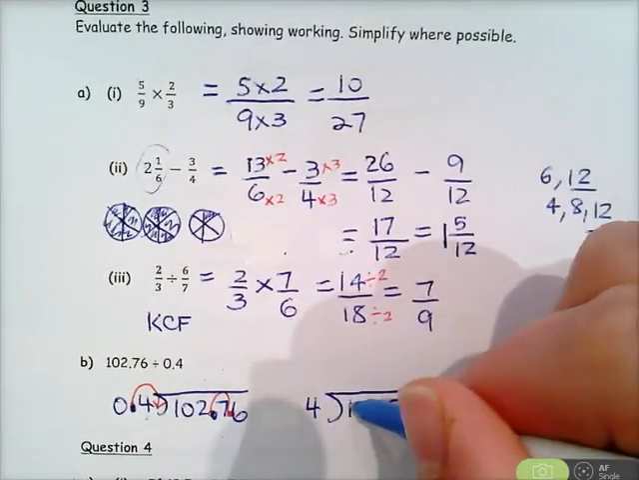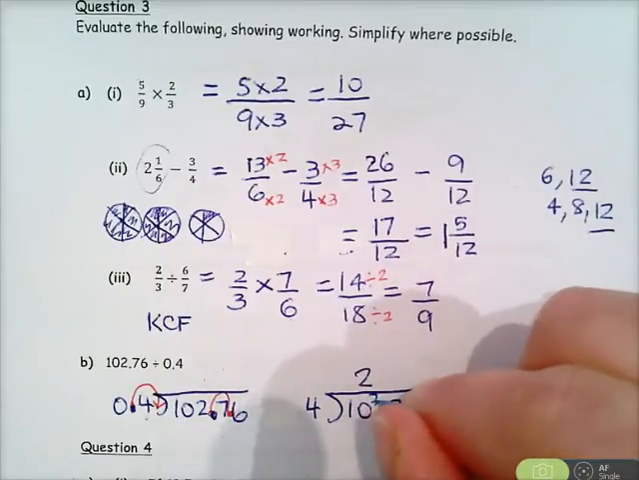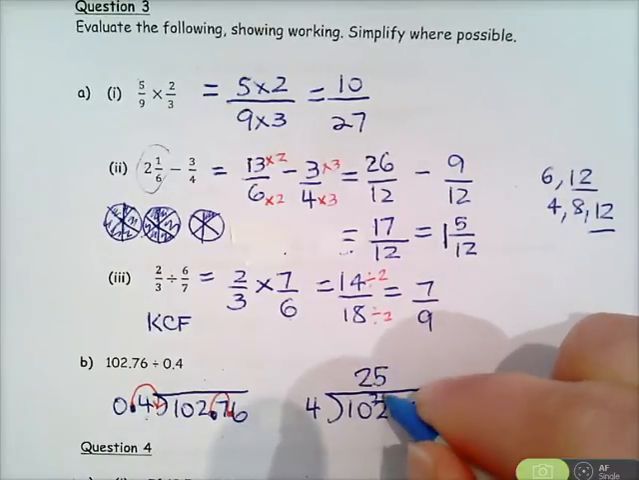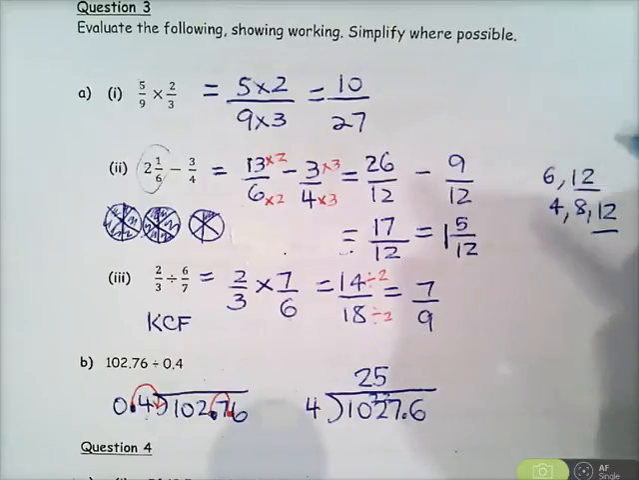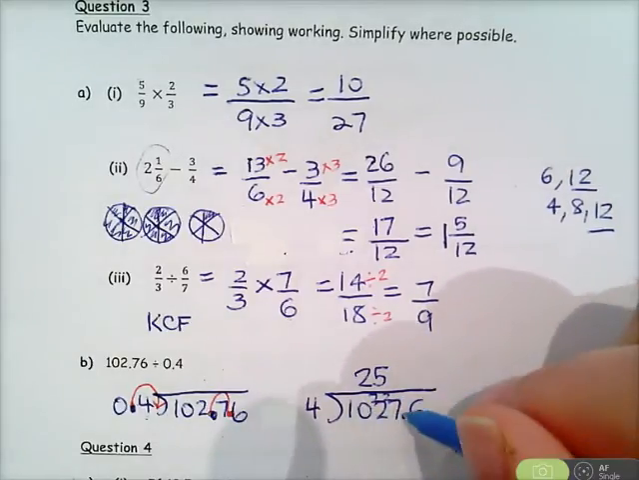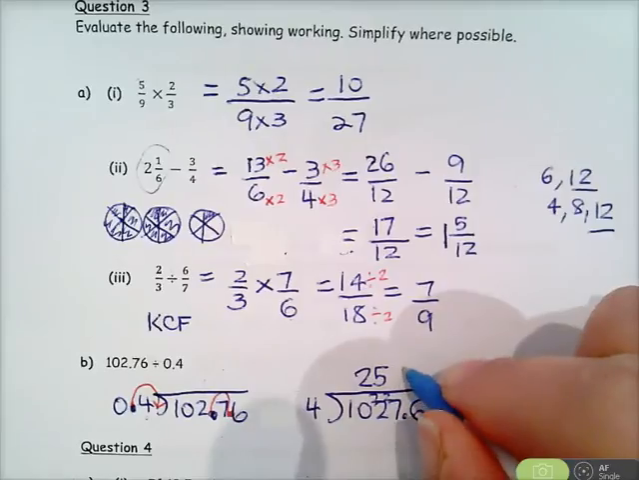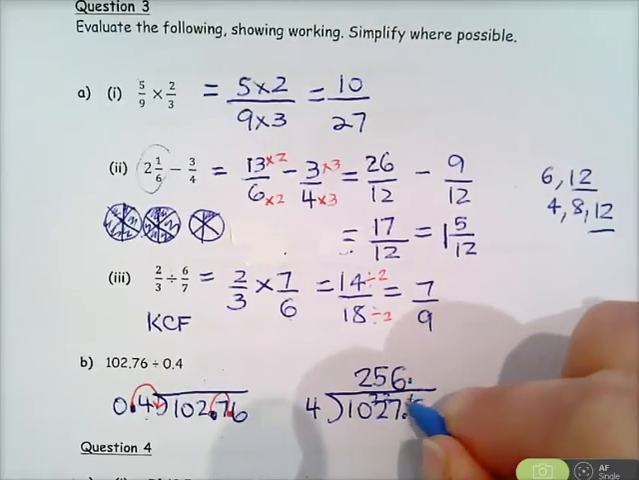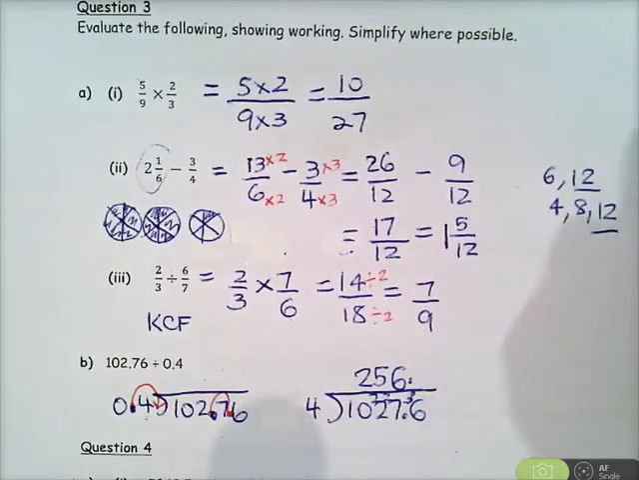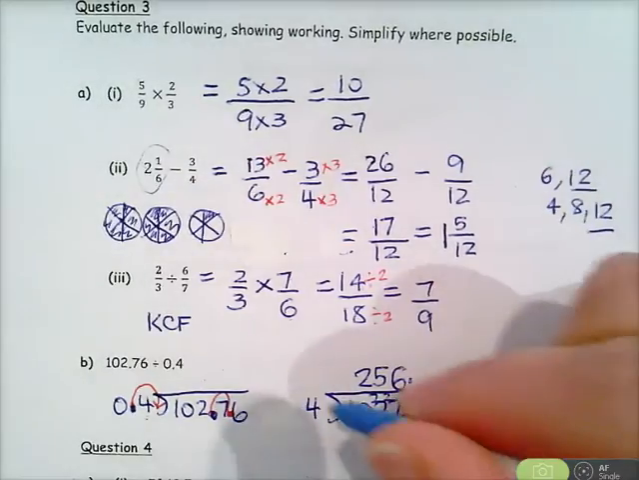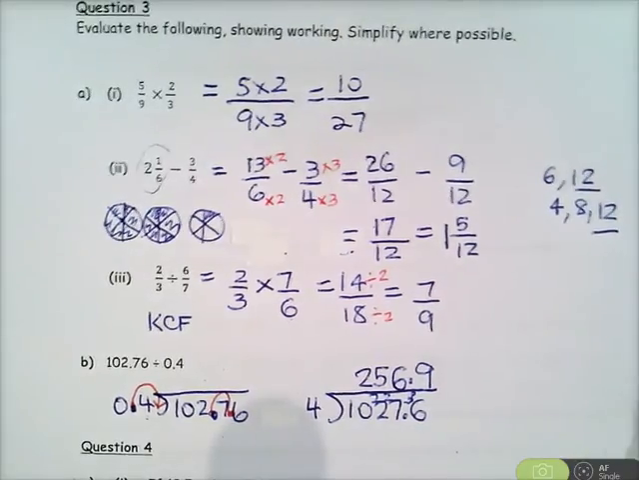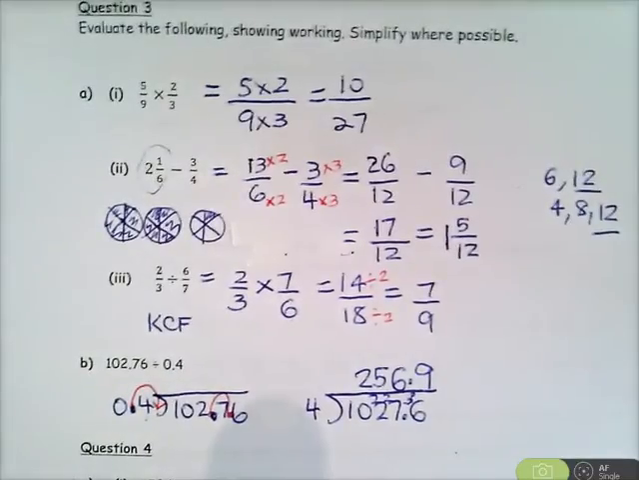So 4 doesn't go into 1. So now we do 4 into 10 is twice with 2 remainder. 4 into 22, 4 5s are 20, again 2 remainder as well. 4 into 27, we know that 4 6s are 24, so it goes 6 times. Now here's my decimal point, so I put it with 3 remainder. And then I've got 4 into 36 goes exactly 9 times, so therefore my answer is 256.9.